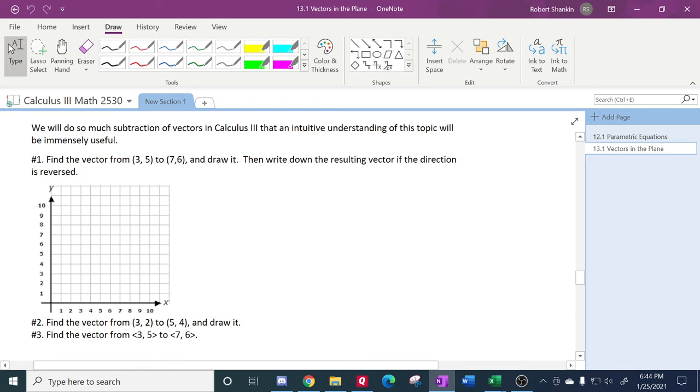Now, if you have some graph paper, or if you print out some graph paper, it might be helpful. I'll be doing it on this grid on the screen. But go ahead and do this on your own and draw it. Then write down the resulting vector if the direction is reversed. So number 1, go ahead. We'll just go one at a time. Just do number 1, find the vector, draw it. I'll give you just about a minute to get ahead of me, and then I'm going to do it.